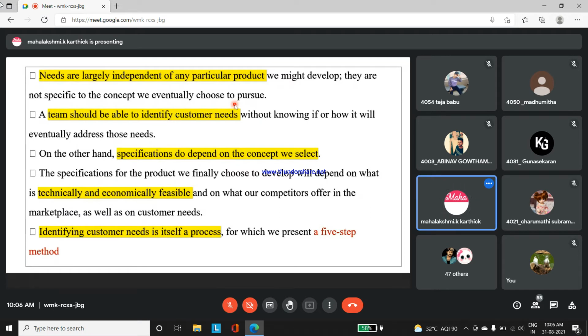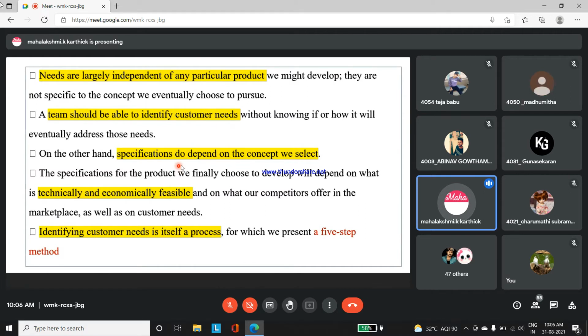If your product is not satisfying the need, then you have to go for it. You have to hunt for it. You have to do more analysis to understand the customer. A team should be able to identify the customer need, so there should be a separate team put together for identifying the customer need, without knowing if and how it will eventually address those necessities. Who are the customers in demand of our product now? You have to identify that, and a team has to be organized for it.